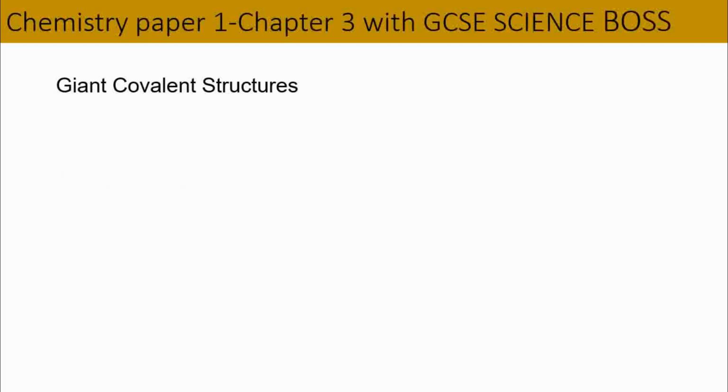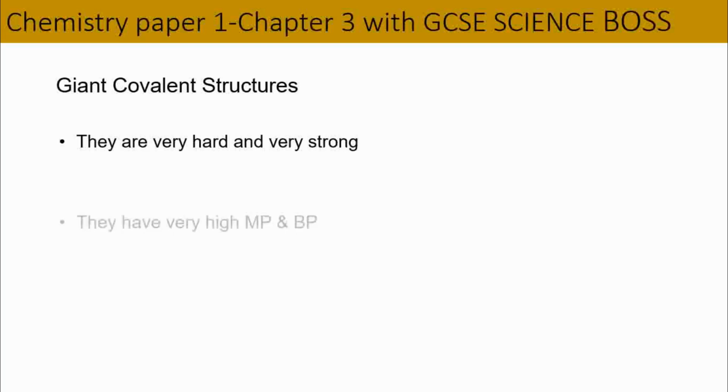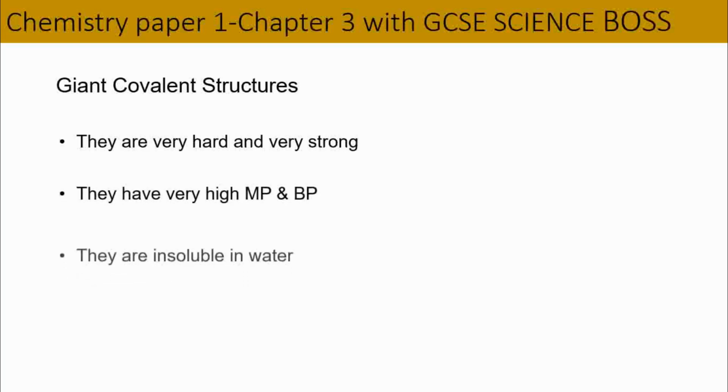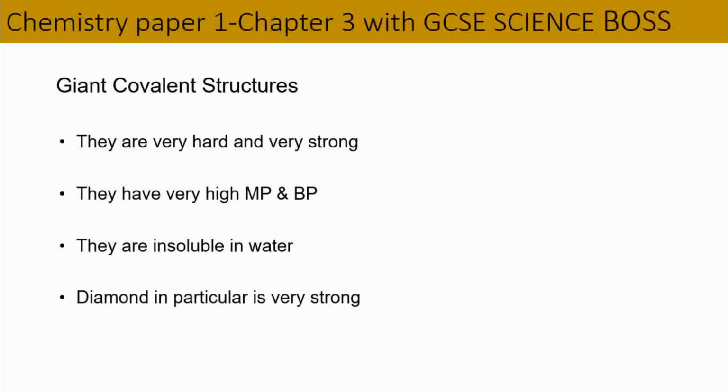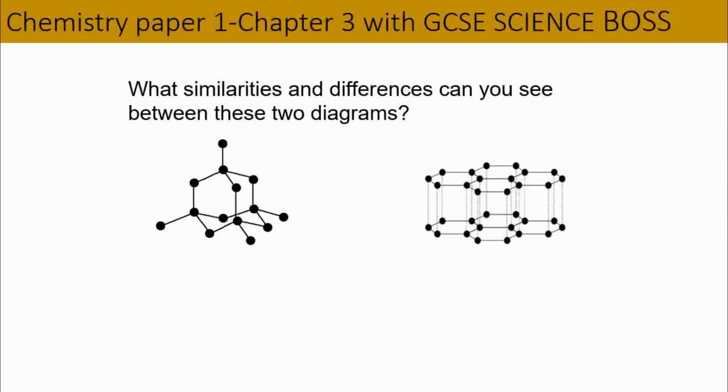Giant covalent structures have quite the opposite properties when compared to simple molecules. They're very hard, they're very strong, they have high melting and boiling points, they tend to be insoluble in water, and in particular, diamond is one of the strongest or hardest substances known to man. Here are two giant covalent structures. You need to be able to identify them. That one there is diamond, and the next one, which is found in layers, is graphite. You just need to know them.